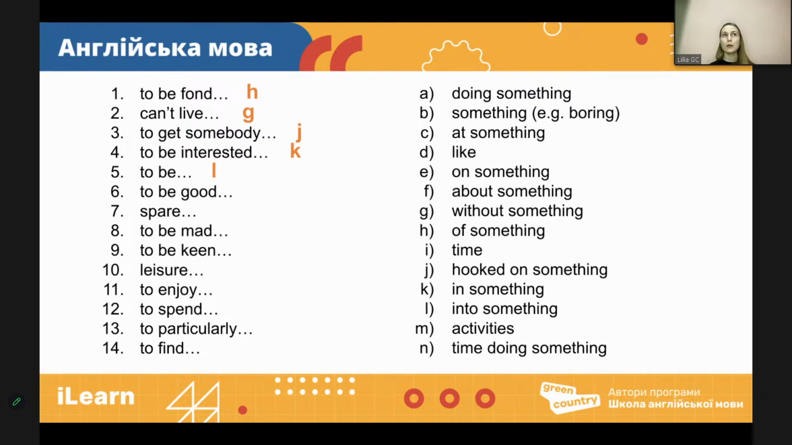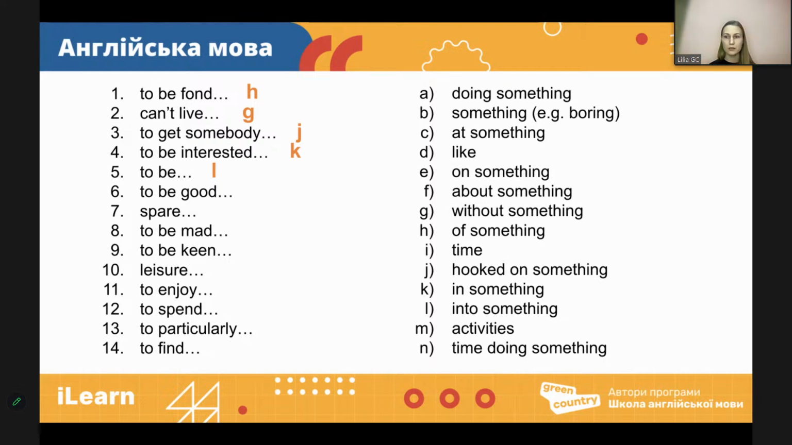So it's still about something you really like to do. I'm into pop music, or I'm into English, meaning I learn it all the time, or I'm into detective novels. Я обожнюю детективні романи, я зацікавлений, я занурений in this topic. So that would be I'm into something. I really like it, really enjoy.